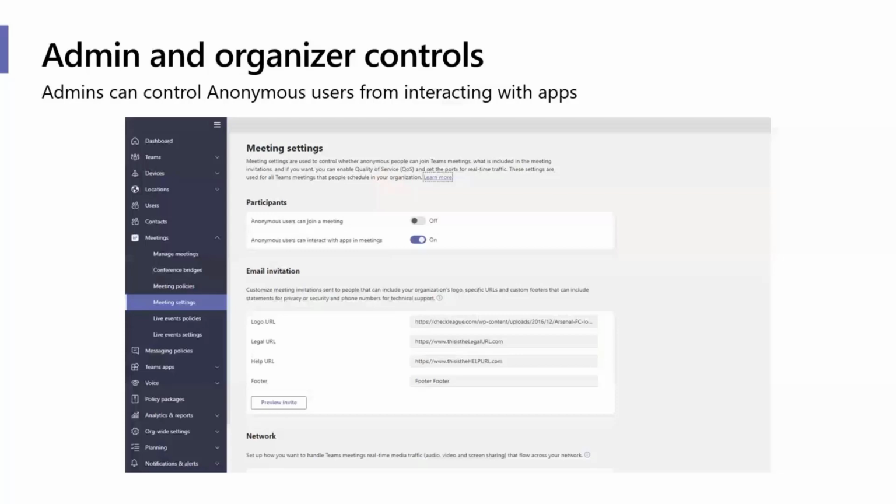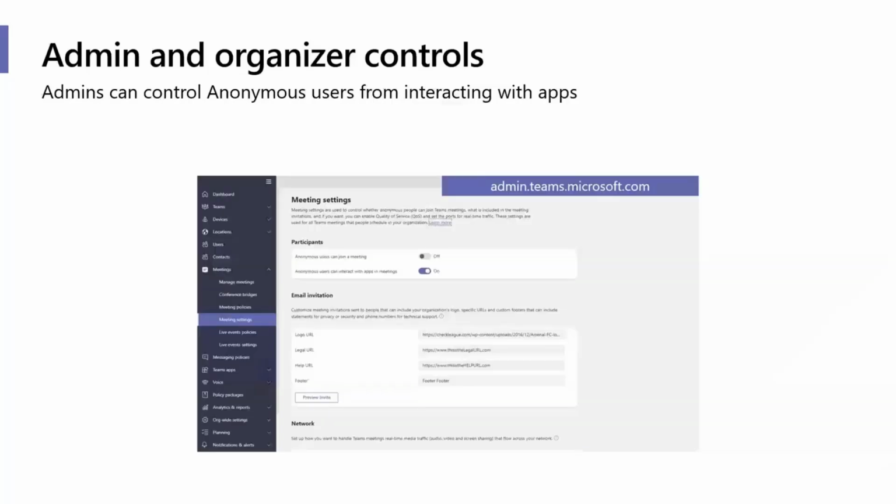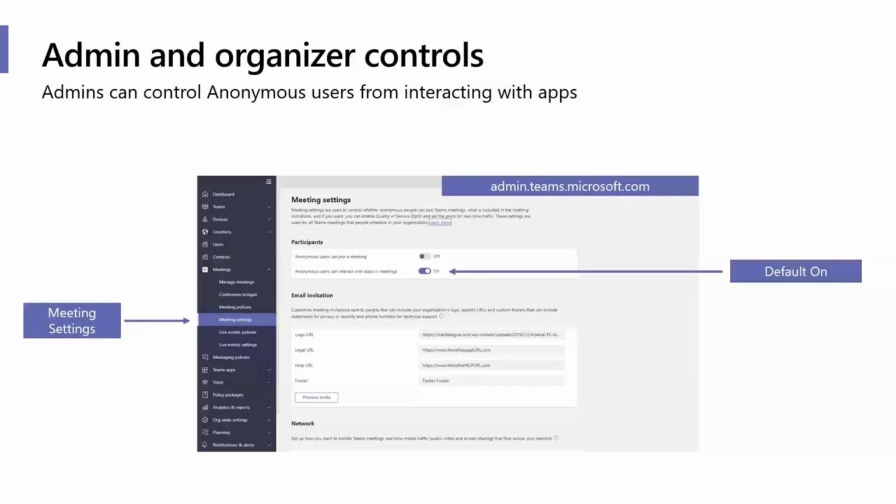But if admins are not happy about it, they can use the new control that we've provided, which is the ability to turn off anonymous users from interacting with applications. If you go to admin.teams.microsoft.com into meeting settings, you'll see a toggle that says allow anonymous users to interact with applications. It's default on, but we've given admins the ability to go and turn it off if they don't want this to happen.